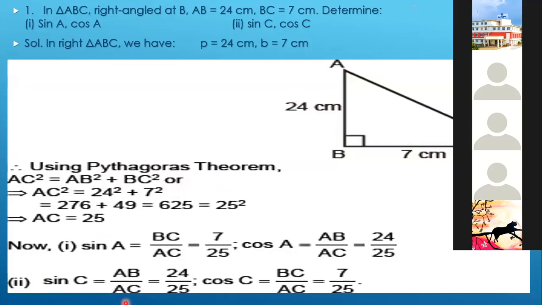Next, they are asking us for sin C and cos C. Sin C is based on angle C. Angle C's opposite side is 24.